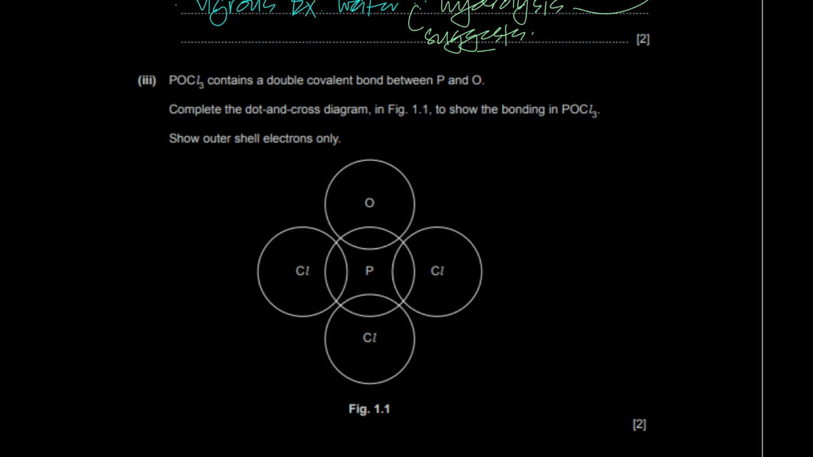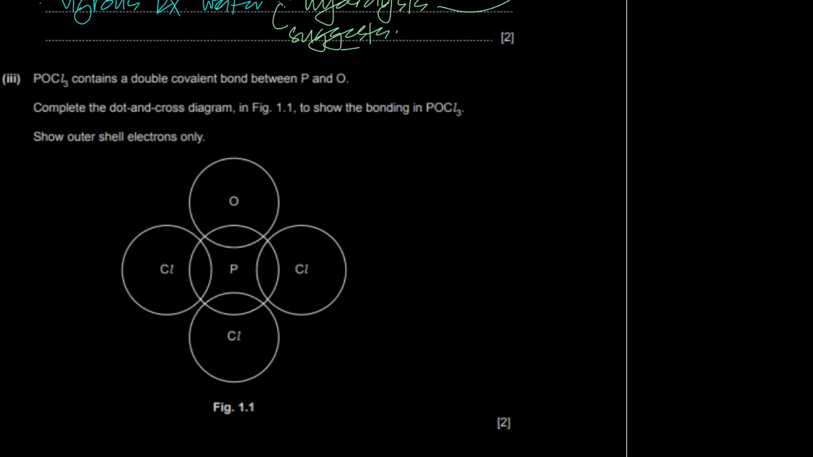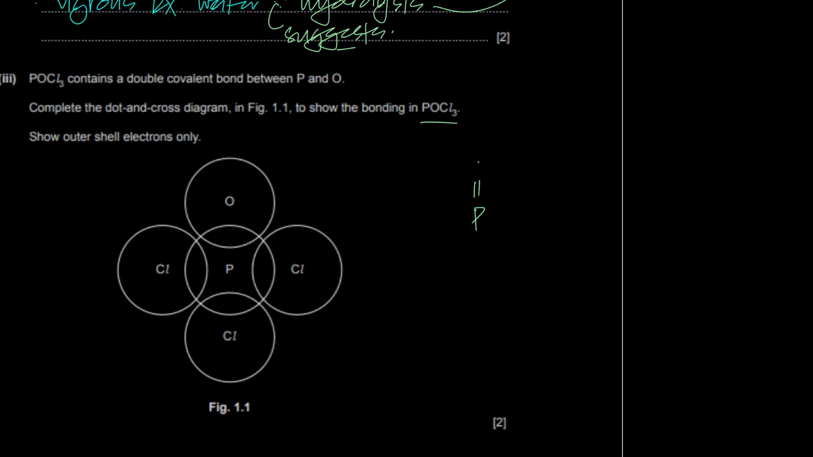POCl3 contains a double covalent bond between P and O. Complete the dot and cross diagram in figure 1.1 to show the bonding of POCl3. Show the outer electrons only. I've always shown you the structure of POCl3. This is how it looks. Because phosphorus is in which group? It's in group 5. It will share one electron here, one here, one here. What about the other 2 electrons? The other 2 electrons would be shared with oxygen.